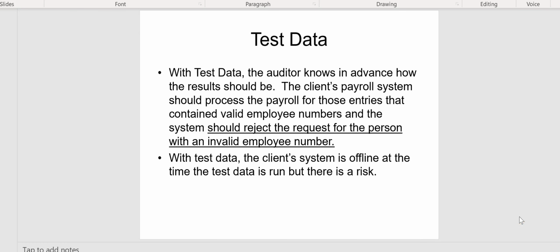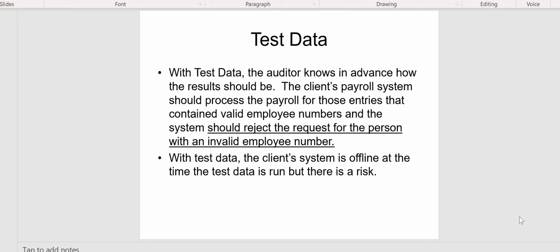Now with test data, the auditor knows in advance how the results should be. For example, the auditor already knows that the client's system should be rejecting the request for a payroll check for an employee with an invalid employee number. The client's payroll system should process the payroll for only those entries that contain the valid employee numbers and reject the request for the person with an invalid employee number.